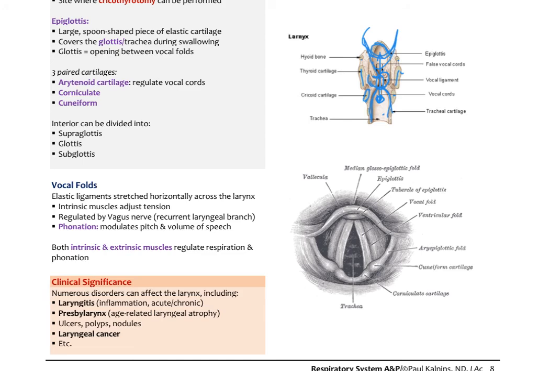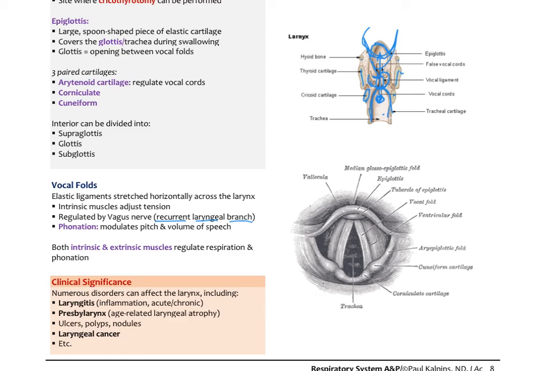Now if we look at the vocal folds, these are elastic ligaments that are stretched horizontally across the larynx, and the tension can be adjusted, and that's regulated by a branch of the vagus nerve called the recurrent laryngeal nerve. And this is going to modulate the pitch and volume of speech, and that's called phonation. And then there are both intrinsic and extrinsic muscles which regulate both the respiration and phonation. So a lot of different muscles play into that. Forming sounds is actually a very difficult process, and there are a lot of different systems involved here.